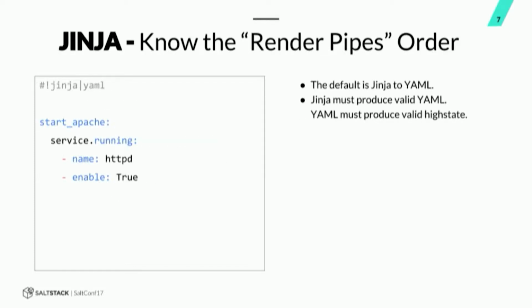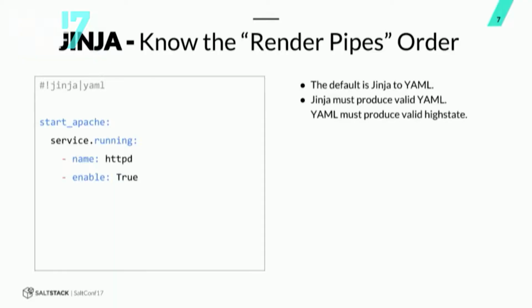All right, so render pipes. If you're not familiar with these, there is an implicit render pipe, which is JINJA to YAML, right? That's just the default. Salt does not care, and this is a recurring topic in this presentation. Salt does not care what it is you use to generate the data structure that is a salt state. It just cares that you get at that data structure. It can be database queries, it can be whatever, but the default is JINJA to YAML. So if you don't specify, that's what you're using.